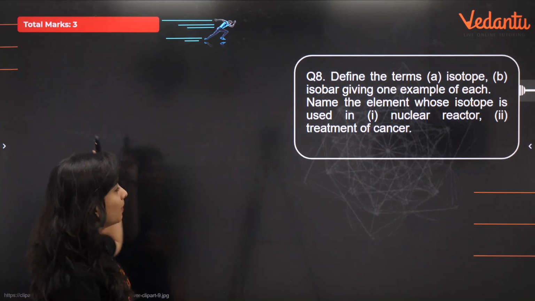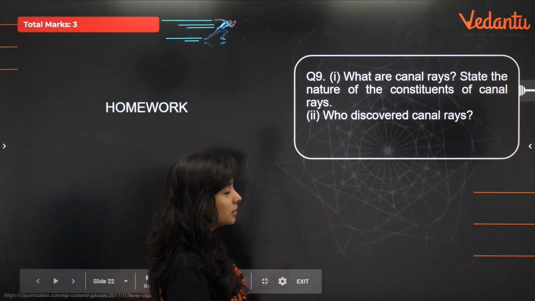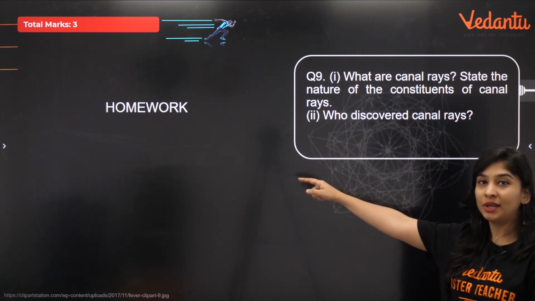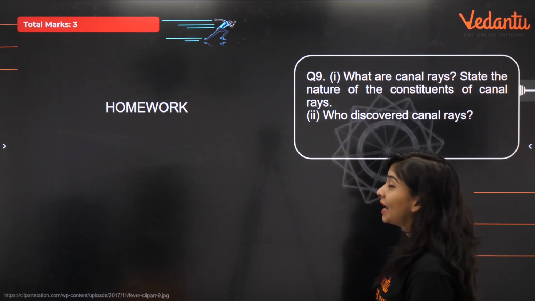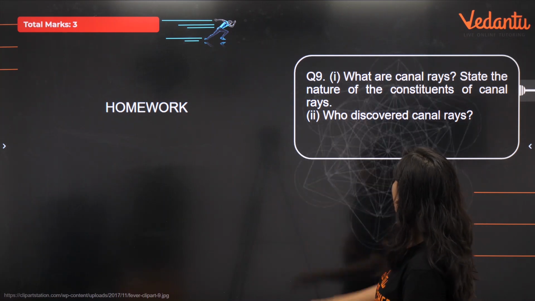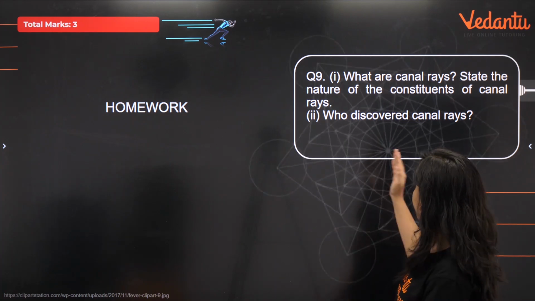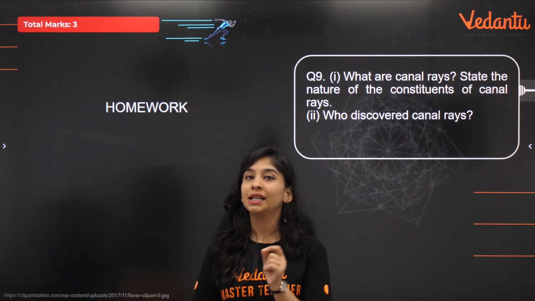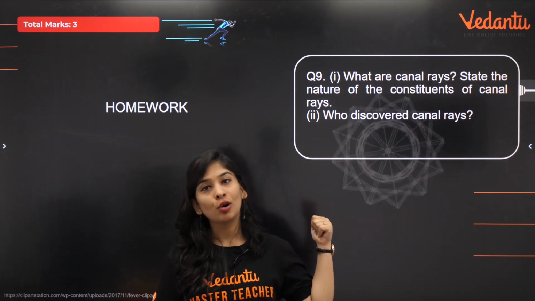Now it looks कि हाँ मैम बहुत अच्छा revision हो गया है. We are able to attempt such questions, and now it's your turn बच्चा लोग. Now you also have to appreciate and give your homework to me. Question क्या है? What are canal rays, which is opposite of your cathode rays? State the nature of the constituent of canal rays. मतलब nature कैसा है? Positive or negative? Who discovered canal rays? As a hint, canal rays is completely different from your cathode ray and also known as anode rays.